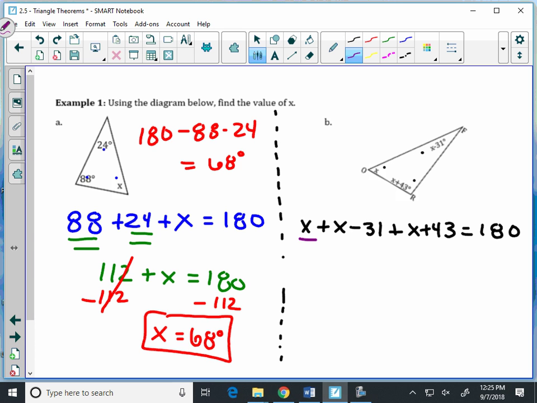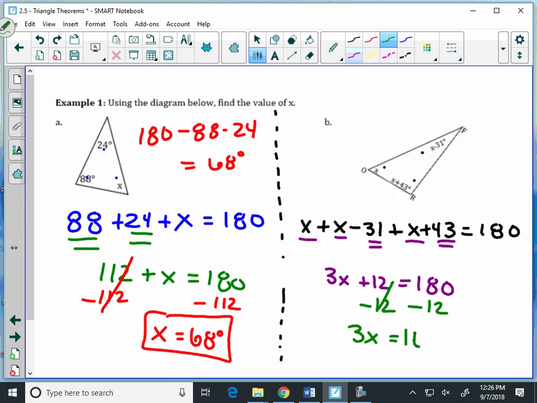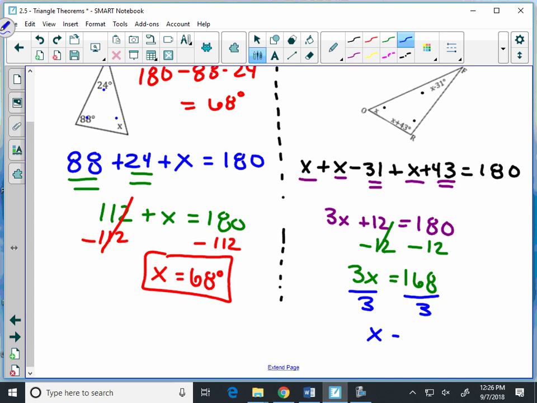When we solve, combine our like terms. We combine our like terms: x plus x is 3x. And then negative 31 plus 43 is what? Equals 180. And then our last step, you just solve it like a normal equation. Move the 12 over. 180 minus 12 is what? 168. And then finally divide by 3. When we divide by 3, what is our final answer?